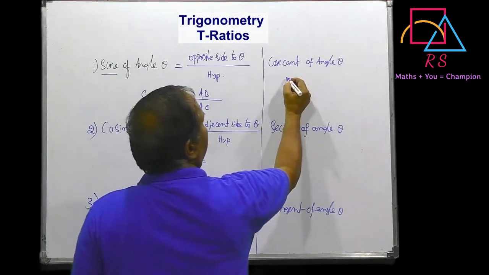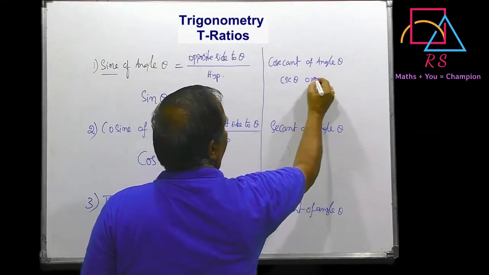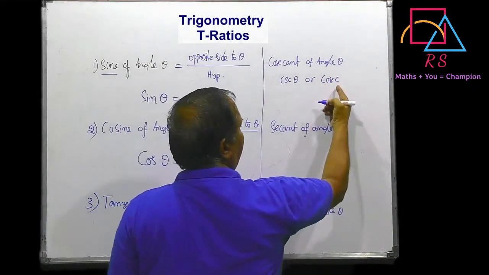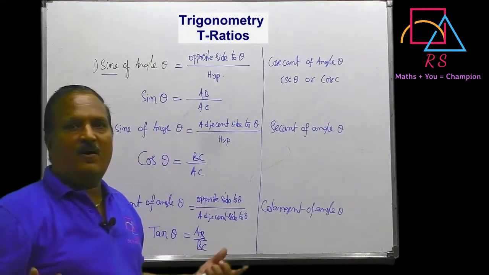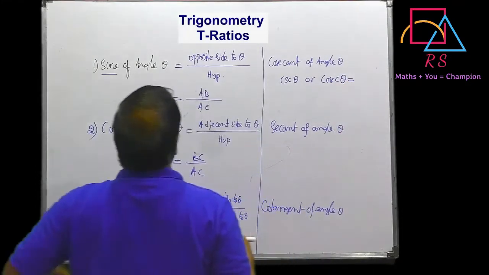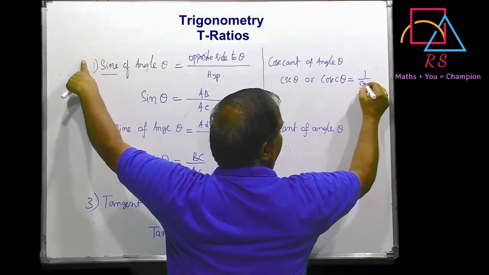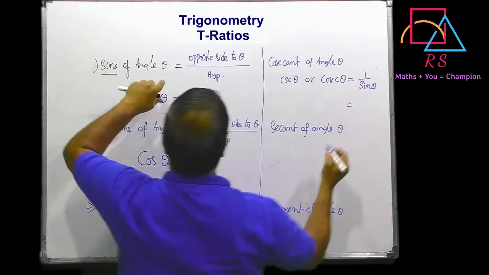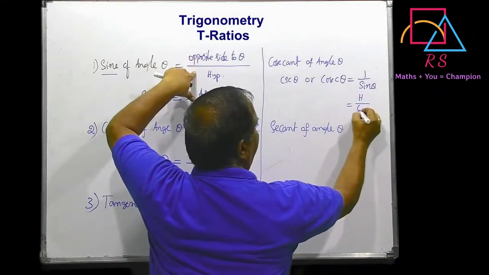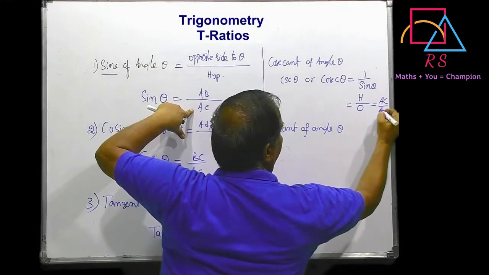In short, some people will say CSC theta, or some people will say COSEC. I will write cosec theta, again somewhat odd pronunciation. I will use cosecant theta, which is equal to the reciprocal of sine. So, I can write 1 upon sine theta, or hypotenuse upon opposite side, or simply AC upon AB.